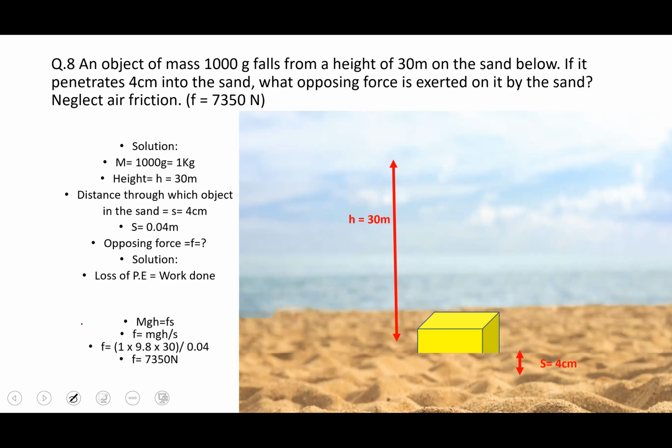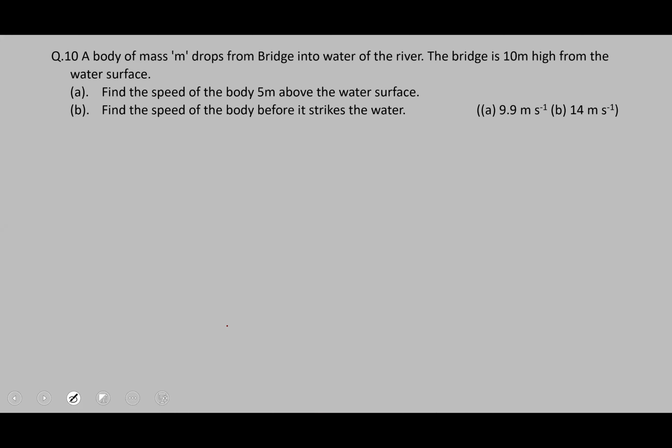0.04 meters. Putting in the values, mgh is equal to Fs, that means force into displacement, and we define the force of penetration as mgh divided by s. M is 1 kilogram, 9.8 is the acceleration, into 30 meters is the distance, divided by 0.04 meters, which is the distance the body travels into the sand, and the force of penetration is given by 7,350 newtons, and that is our answer as well.